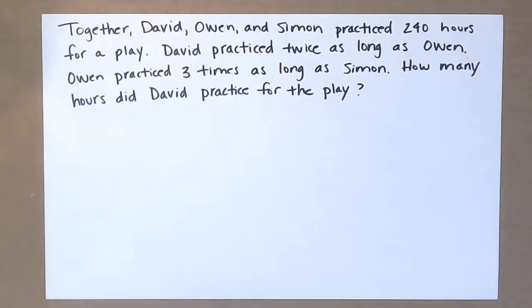It reads, together, David, Owen, and Simon practiced 240 hours for a play. David practiced twice as long as Owen. Owen practiced 3 times as long as Simon. How many hours did David practice for the play?